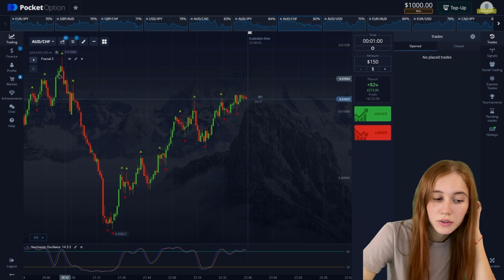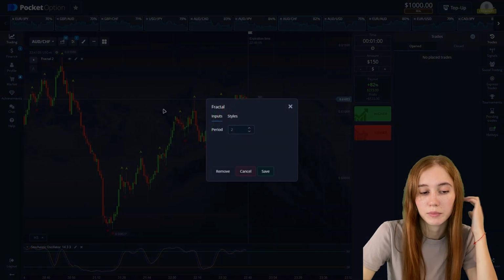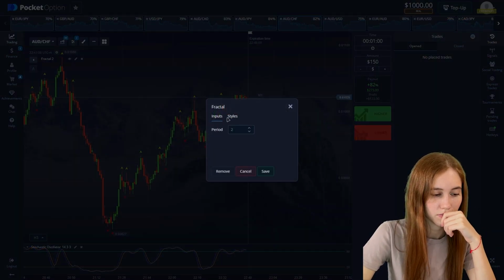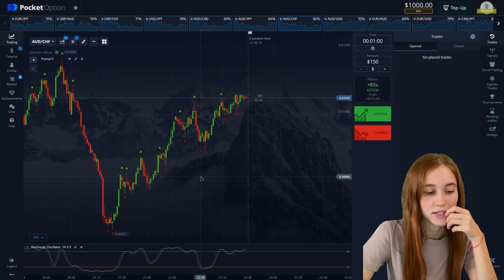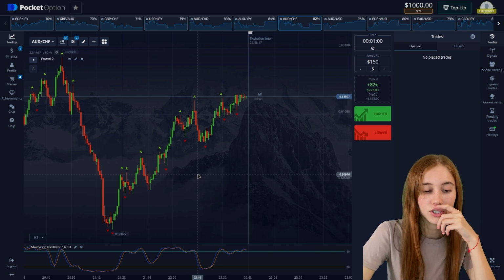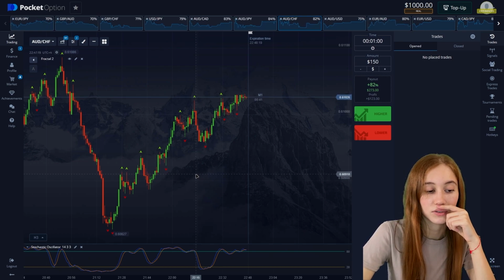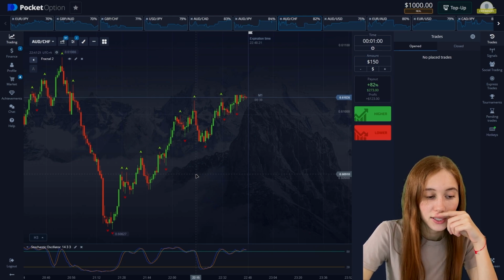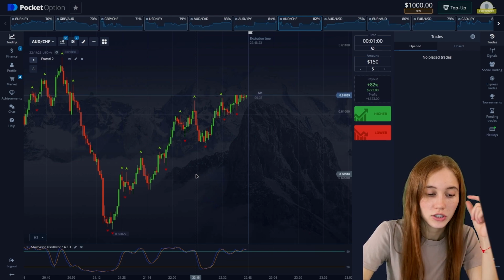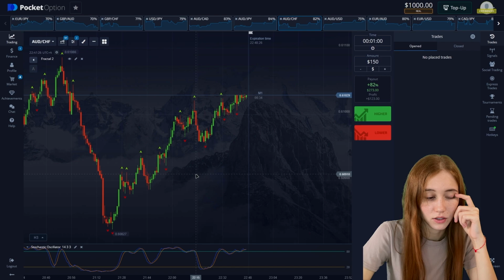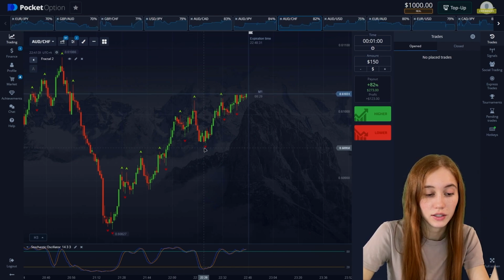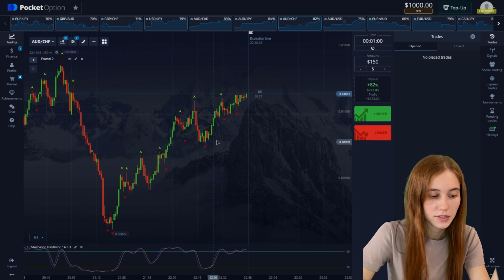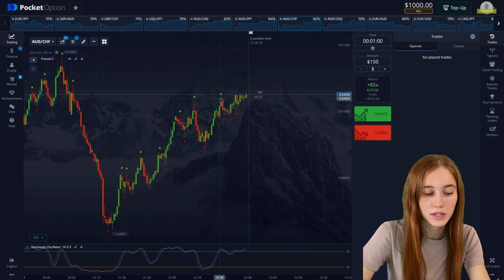There's also the second indicator, the fractal. Let me show you its settings. This indicator indicates the highs and lows reached by the market during a certain period, visually highlighting them with directional pointers depending on the extremes. Fractal down is a red pointer, like here, pointing down. Fractal up is a green pointer pointing up.